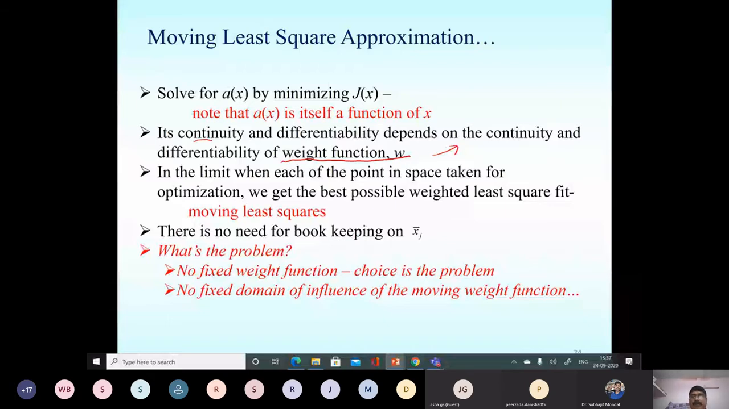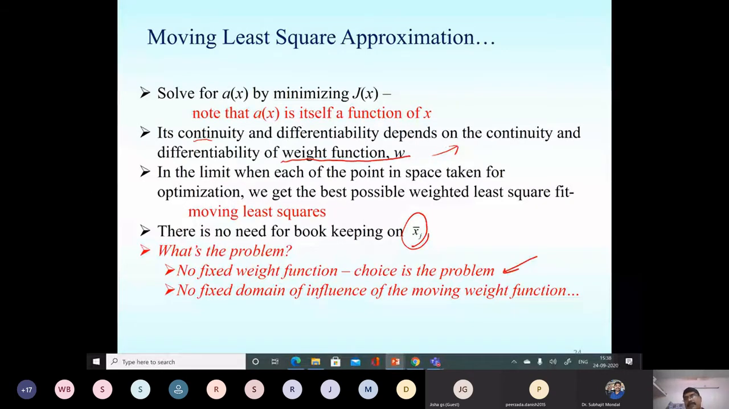Now the problem here is the choice of the weight function. Which weight function will give the best value? And how do you find this domain of influence? You take a point, so you have to define this domain of influence. That is another issue. We will have a discussion on that in the coming slides.